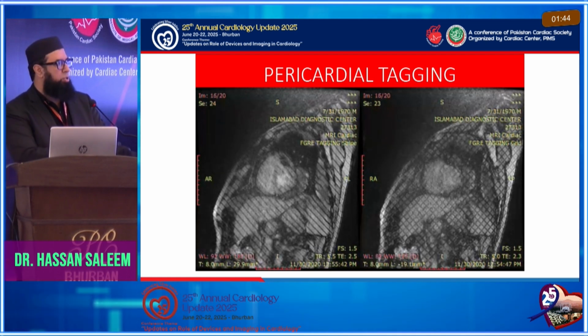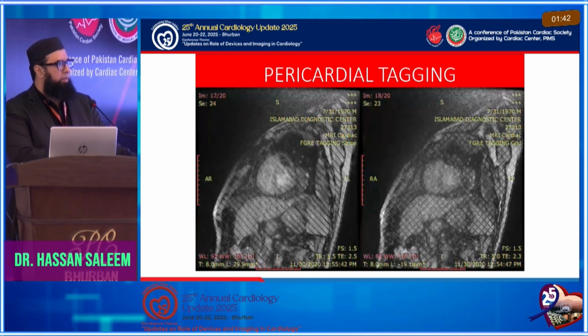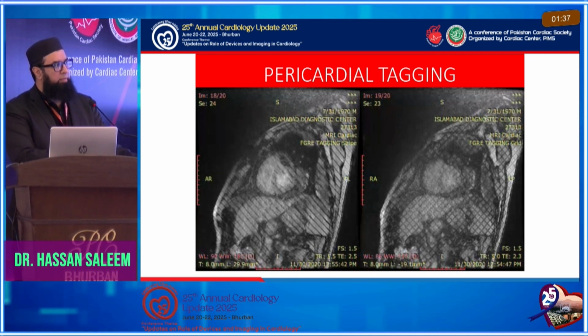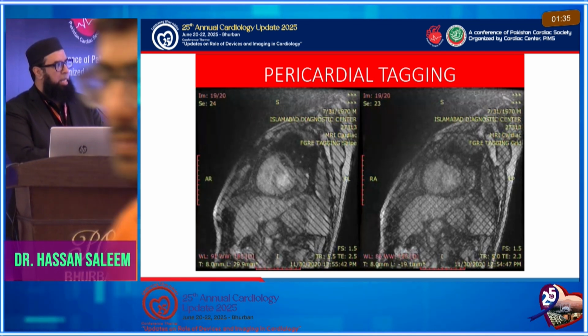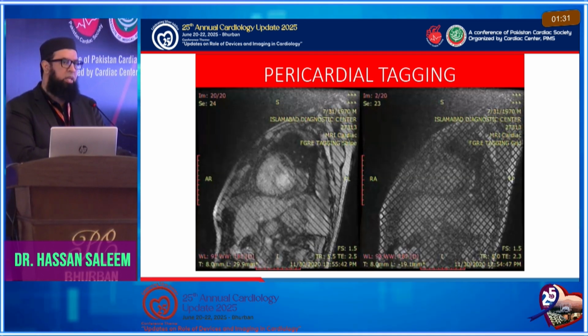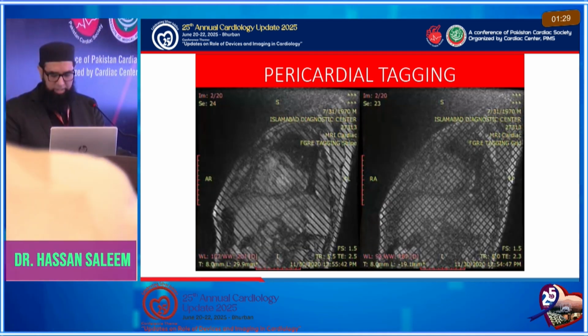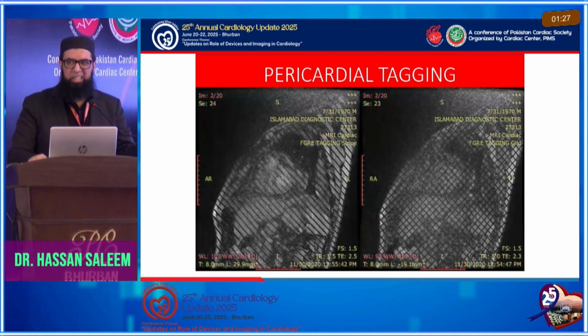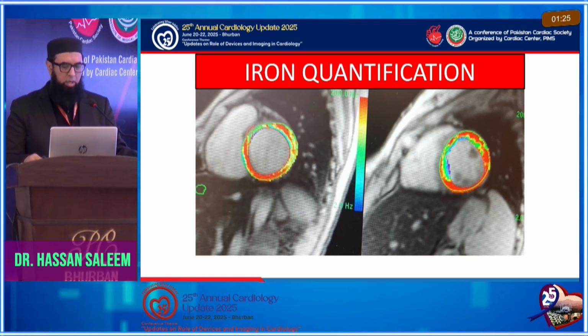Then we can also do pericardial tagging for patients with constrictive pericarditis. I'll show you the case, but just to get an idea, in the diastolic phase, we apply the strips and the grids, and you can see in the diastolic phases, the grids and the stripes are breaking up. So that means it is giving you a good diastolic phase. There is no underlying constrictive pathology. So it's very novel, hardly, I think, a 10-second sequence.